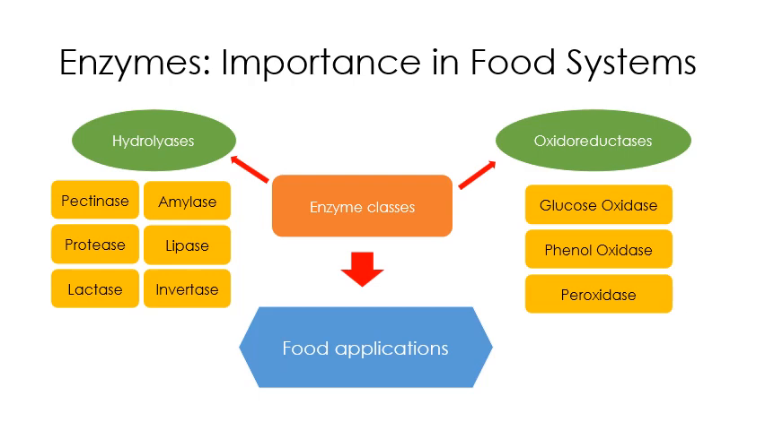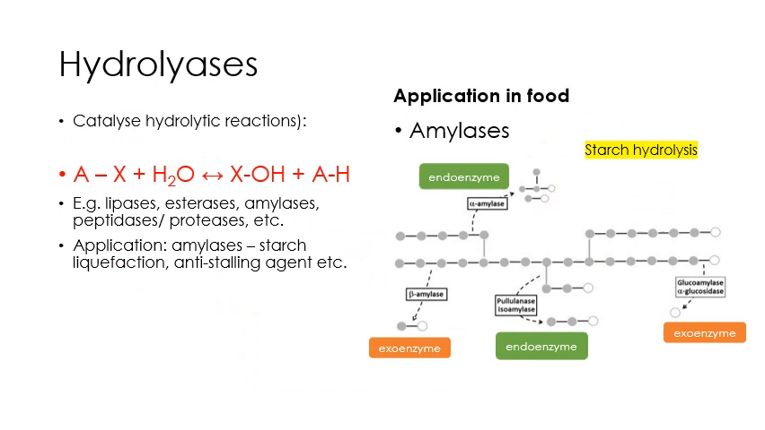So you're going to see the beneficial property of enzymes, the enzymatic reactions in food, as well as the negative effects of these enzymes in food application. Hydrolysis: these are enzymes that catalyze hydrolytic reactions. Examples of hydrolysis enzymes are lipases, esterases, aminases, peptidases, and proteases.